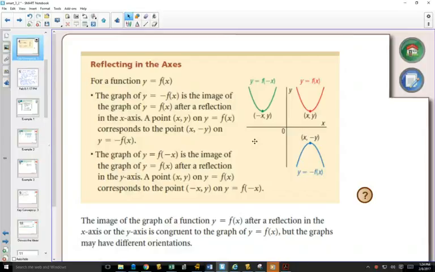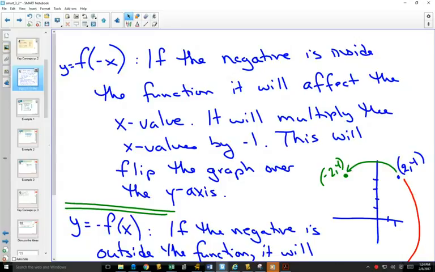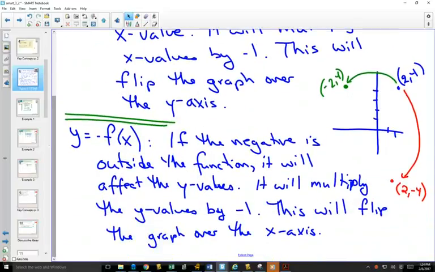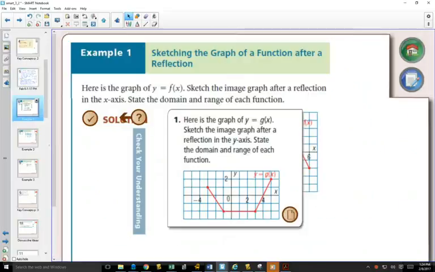So beside this reflecting in the axes, you can add these additional notes for y equals f of negative x and y equals negative f of x. And now we're going to go to example 1.